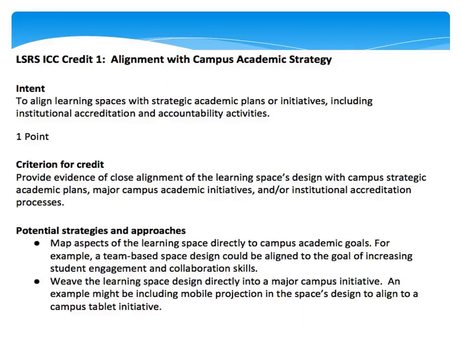So I chose this one, the alignment with campus academic strategy. You can achieve one point. What are the criteria for credit? Provide evidence, and then it gives you potential strategies and approaches, and then you use your score sheet to keep track of that.